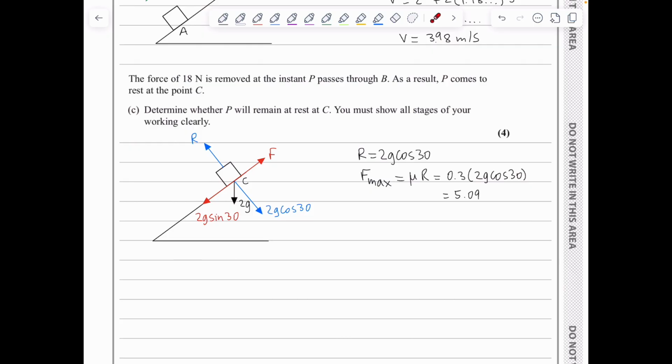The force down the plane is 2g sine 30. And 2g sine 30, if you plug it into the calculator, turns out to be 9.8. Well, we observe that the 2g sine 30 of 9.8 is certainly greater than the maximum frictional force we can have of 5.09, and therefore we conclude that since 2g sine 30 is greater than F max, P will start sliding down the plane.